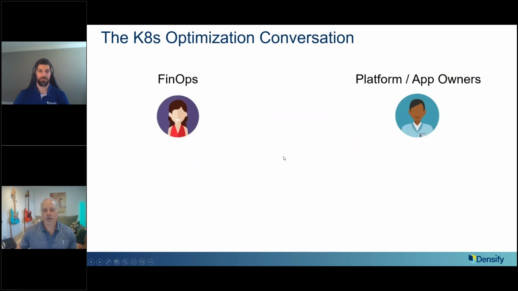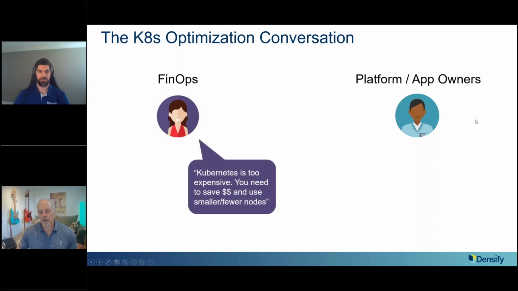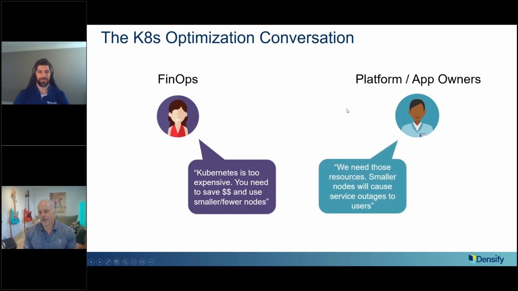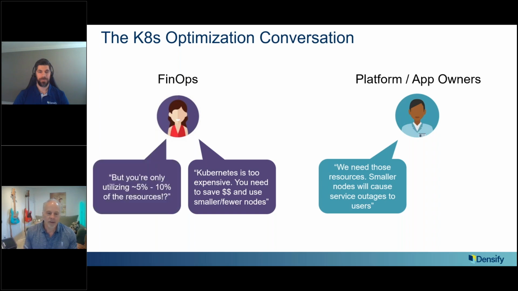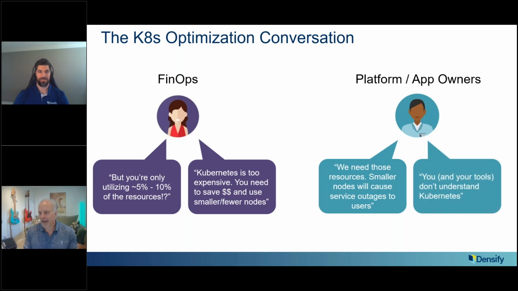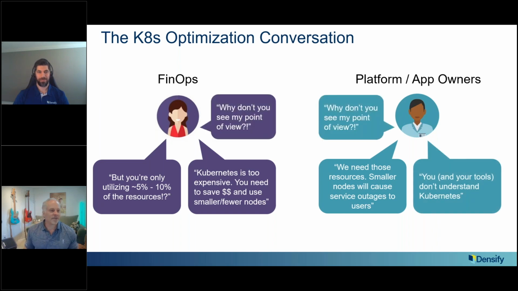What does that conversation look like between FinOps and the application owners? Well, Kubernetes is expensive. You got to save money. Why don't you use fewer, smaller nodes? How about that? That would lower the bill. It's like, look, we need those resources. Smaller nodes could cause service outages, and that's the last thing platform and application owners want. But you're only using 5% of the resources. What's going on? It's like, yeah, you don't understand how we use Kubernetes. And ultimately, why don't we see this point of view? You see this, and we've seen this time and again, right, Joel?